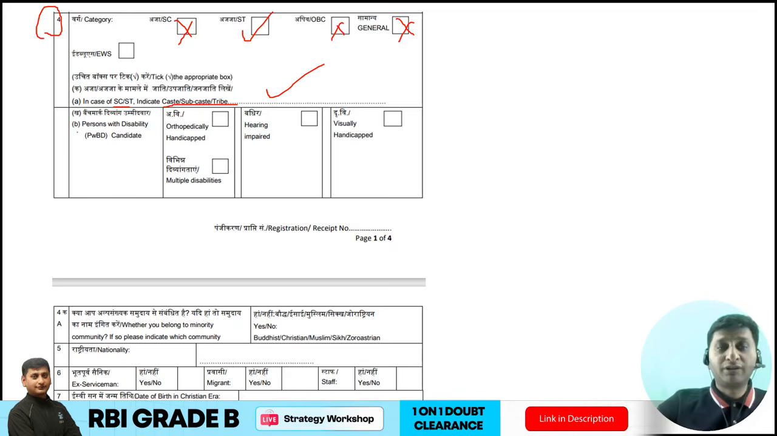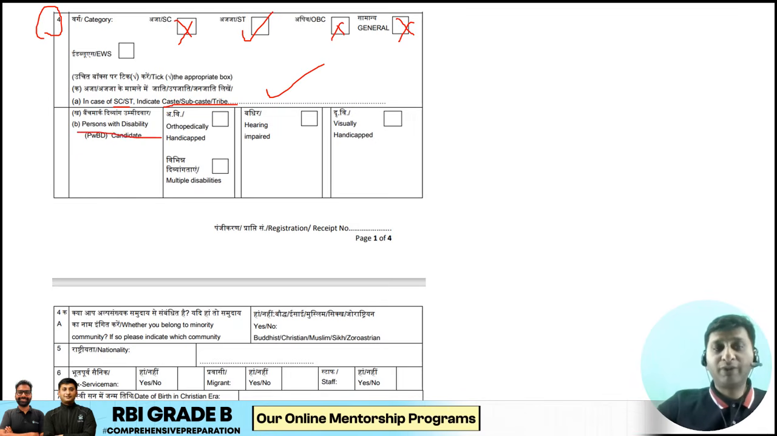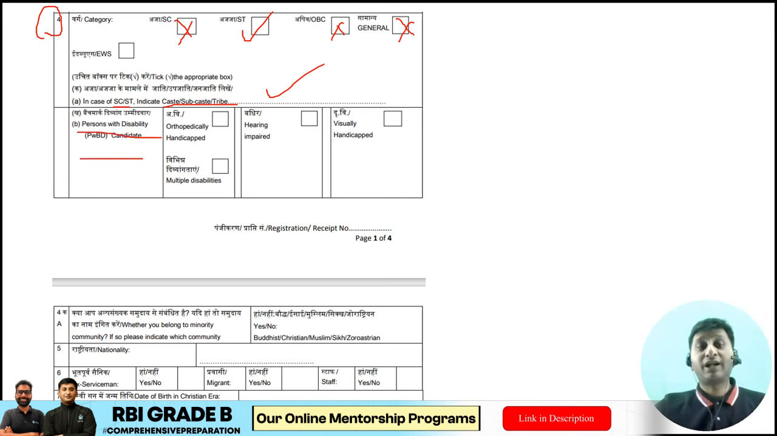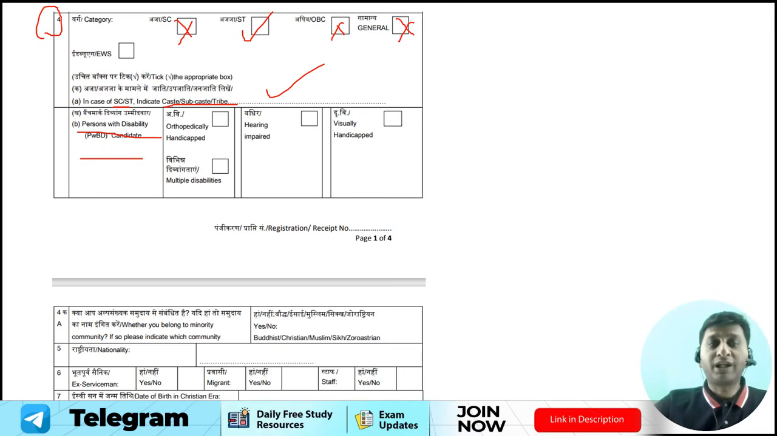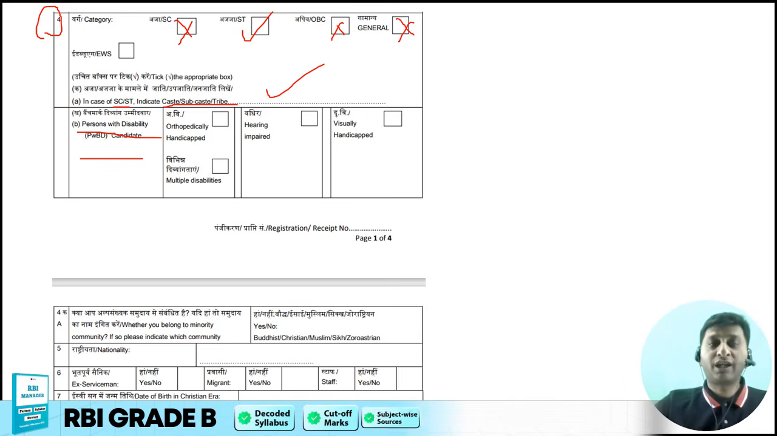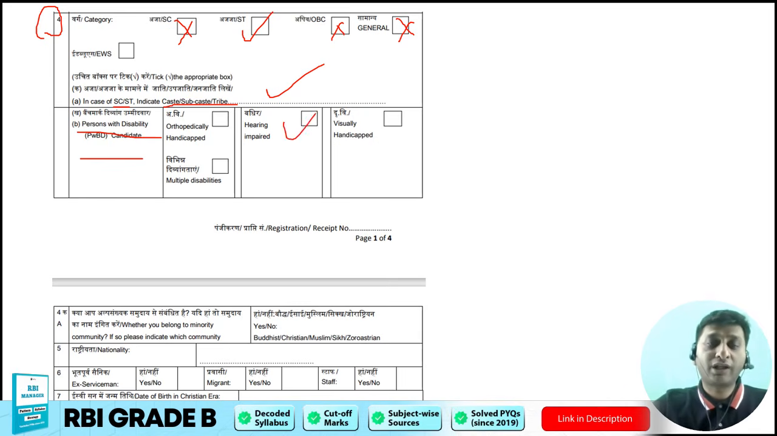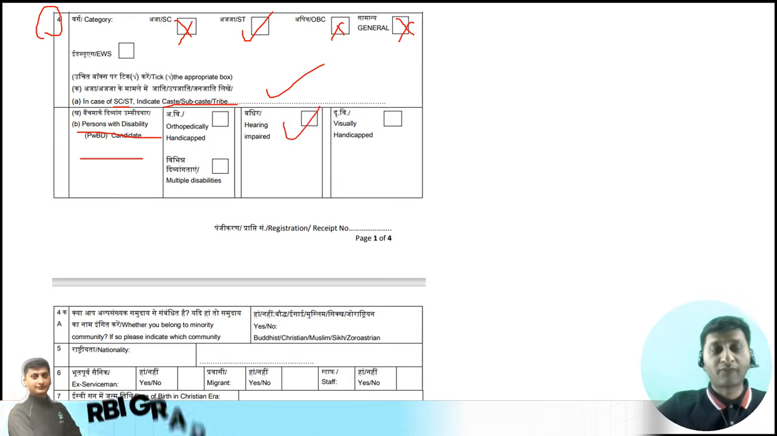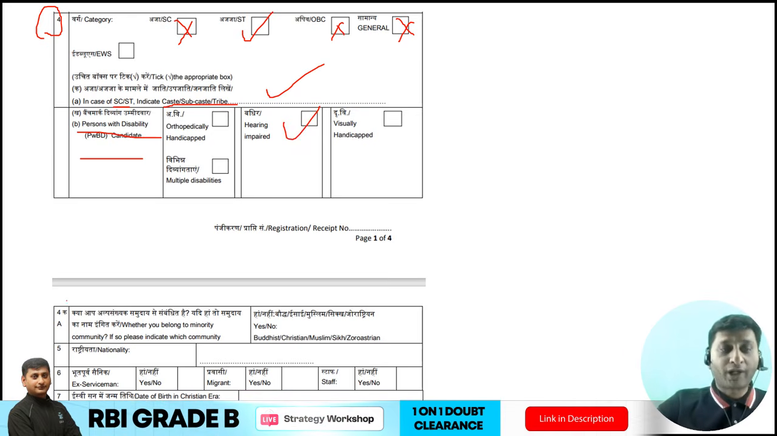For people with disabilities, PWBD candidates, they need to tick regarding the type of their disability. It can be orthopedically handicapped, hearing impaired, visually handicapped, or multiple disabilities. So say if you are hearing impaired, you would have to tick here. Again, do not put a cross in other boxes. That is not required.